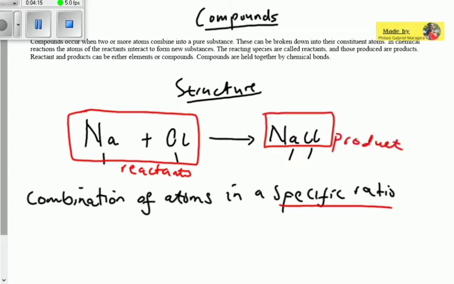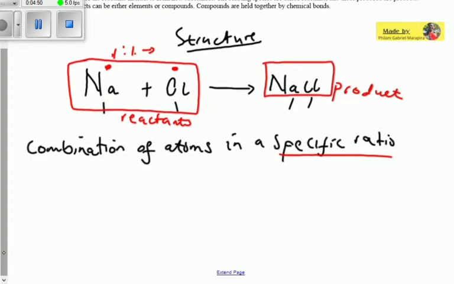The product is formed by one or more reactants. Here you are combining an atom of sodium and an atom of chlorine to form a product which is sodium chloride. This is now a compound which is the result of a combination of two or more atoms at a ratio of 1:1. So we've got 1 sodium and 1 chlorine to form 1 sodium chloride. That's basically how compounds are made.